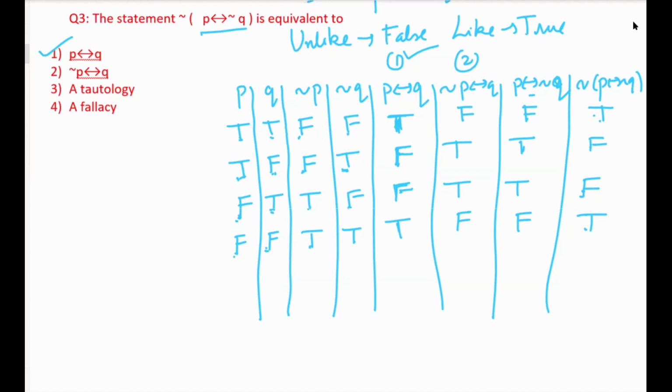So whenever you get stuck with a question, you make the truth tables and you can definitely get the answer there. I hope this video will give you a clearer picture of this chapter.